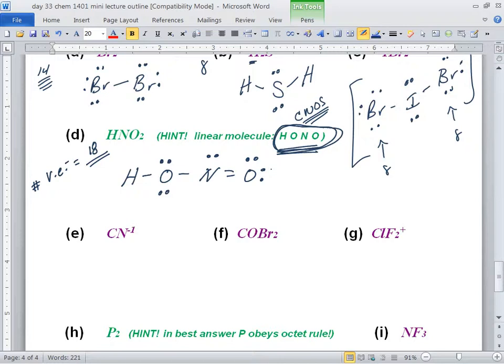And now this O has 2, 4, 6, 8. Did I screw up this one? 2, 4, 6, no, I didn't. So that's the trick. And the only reason why I can do that is because of CNOS. That's the only time you can play that game, is between these elements. So remember, you can only play the double bond game between CNOS.